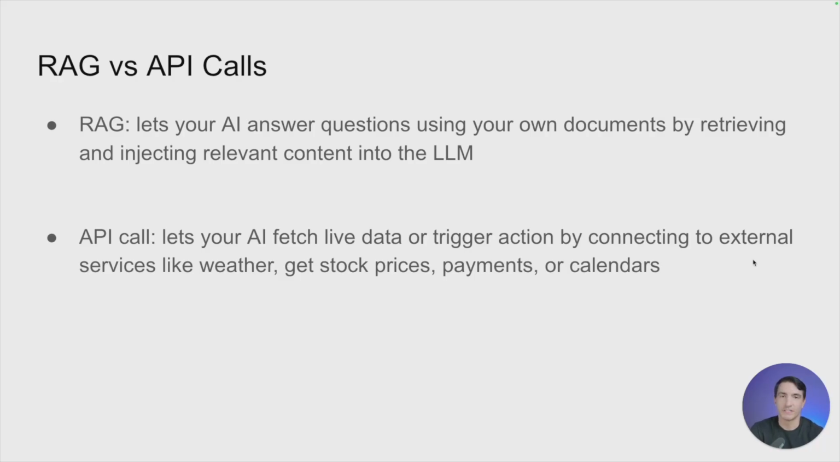An API call is where you're fetching live data, and is triggered by an action by connecting to an external service. So if you think of pulling in the weather information or live stock prices or connecting to calendars, you're going externally to pull information from another source.